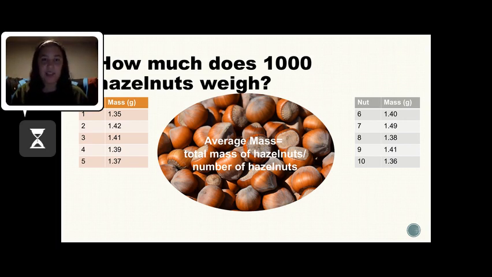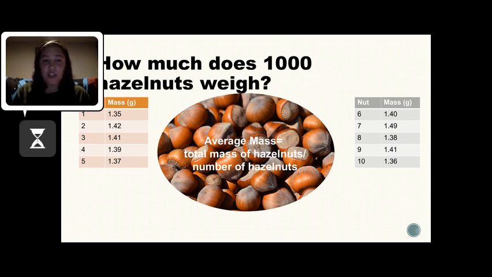So that doesn't mean that every hazelnut weighs 1.40 grams. It means that if you took a large quantity of hazelnuts and divided by the number of hazelnuts, 1.40 is going to most likely be your average, okay? And so if we want to know how much 1,000 hazelnuts weigh, we'd say 1.40 times 1,000. So we'd say it's 140 grams, right? We can expect 1,000 hazelnuts would weigh 140 grams.